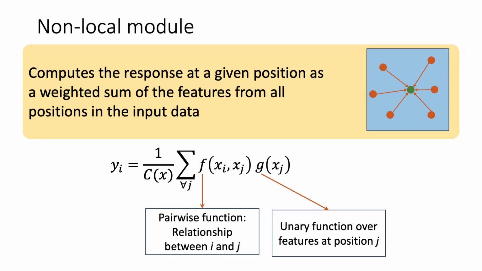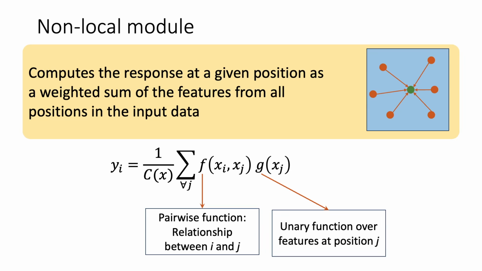As opposed to the local connectivity in convolution, the non-local module computes its output as a weighted sum of the features from all positions in the data. And these weights are computed using the direct pairwise interactions between pixels. As shown in this equation, xi and xj are the input features at positions i and j, and for computing output y at position i, we take a weighted sum of all features at all j's.